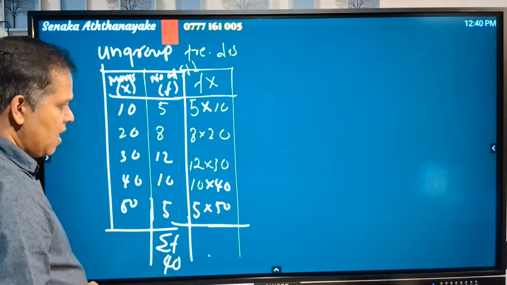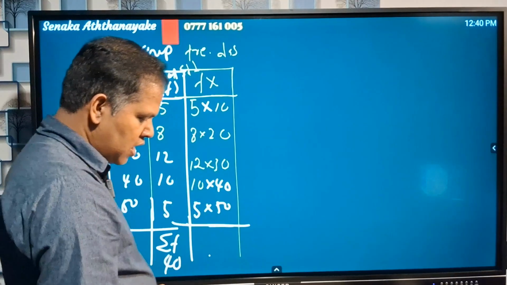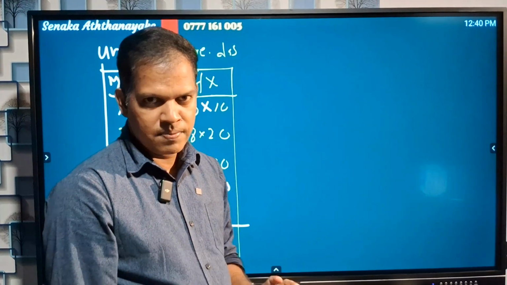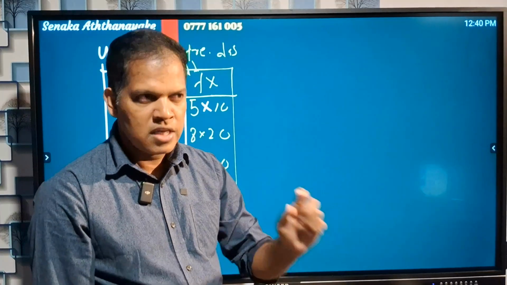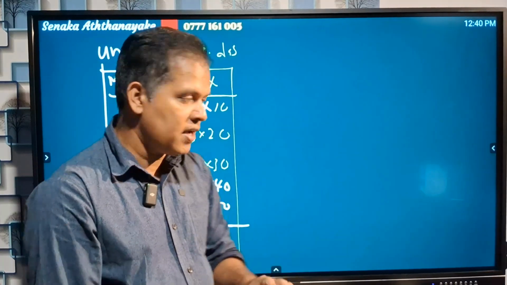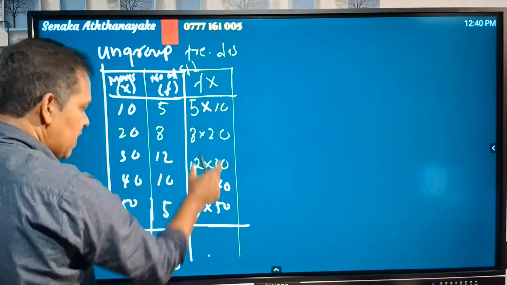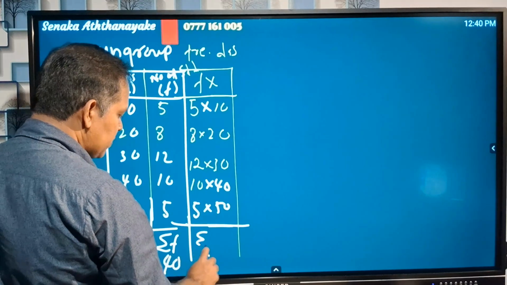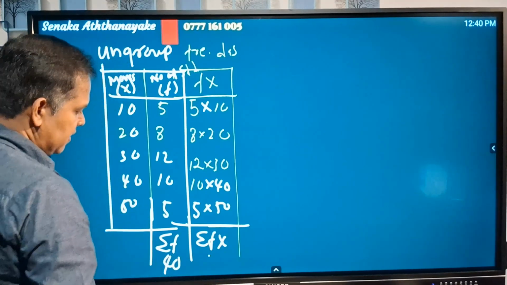Okay, now if you consider the sum of this column, you can take the sum of all marks of these 40 students. Then again I mention, if you consider x value, the sum of x value is sigma x. If you consider f value, the sum of f value is sigma f. Now if you consider fx value, the sum of fx value can be denoted by sigma fx. Yes, what is the answer?